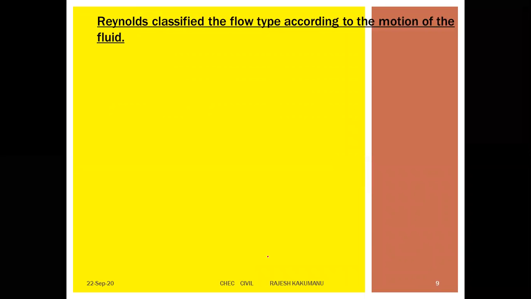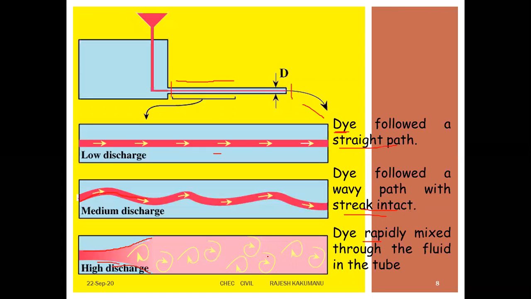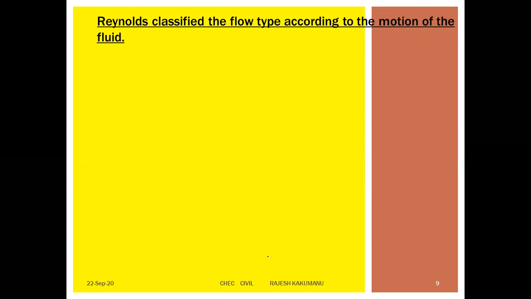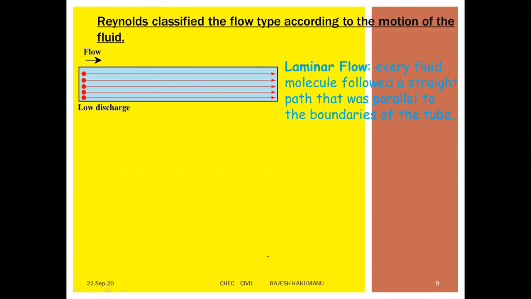Now Reynolds classified the flow type according to the motion of the fluid. So this scientist Reynolds, based on the motion of the fluid, classified the flow type. Now see here, whenever the fluid is flowing in water in a straight fashion without disturbing its direction, the flow is in a straight line with a low discharge, it is nothing but the laminar flow. Every fluid molecule followed a straight path that was parallel to the boundaries of the tube.